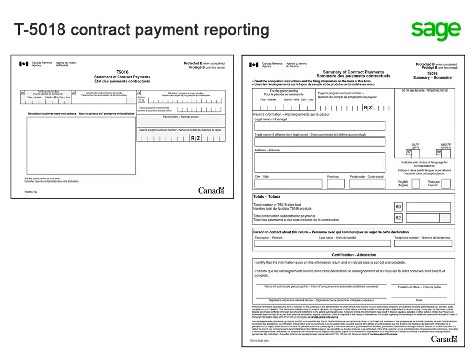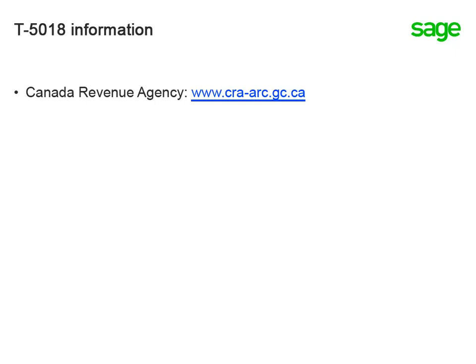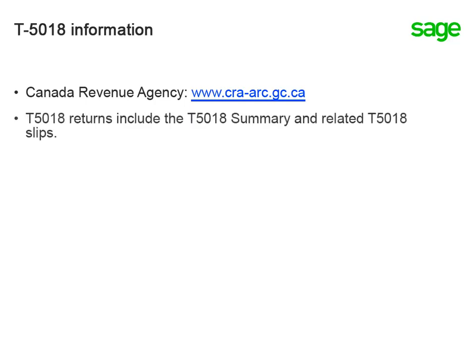Let's go over some basic information about filing your returns. The Contract Payment Reporting System requires construction businesses to record payments made to subcontractors for construction services and report these payments to the Canada Revenue Agency. The information return includes the T5018 Summary and the related slips. Both are submitted to the Canada Revenue Agency.